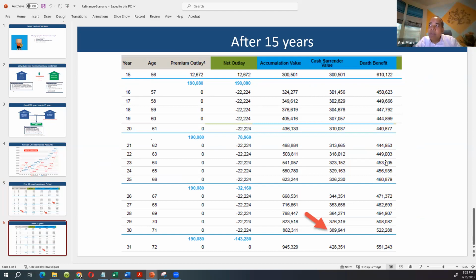In the end, your IUL will not become zero, because IUL is earning a higher interest rate than what you are paying on the mortgage. So that difference grows so much that in 30 years, after paying off this mortgage for 15 years, you will be left with 389K in cash surrender value. This is the net profit of implementing this strategy.